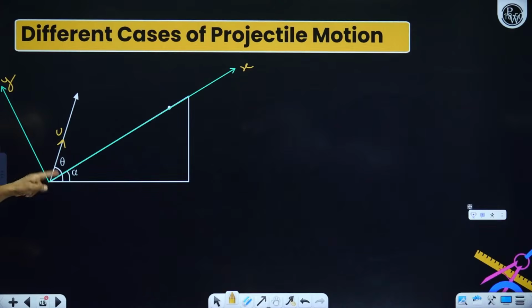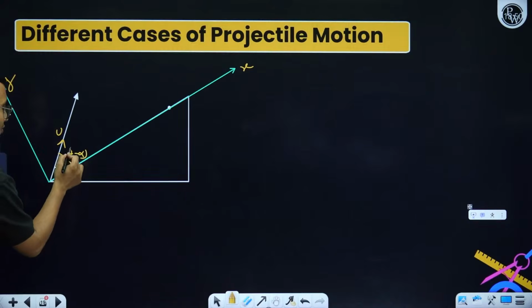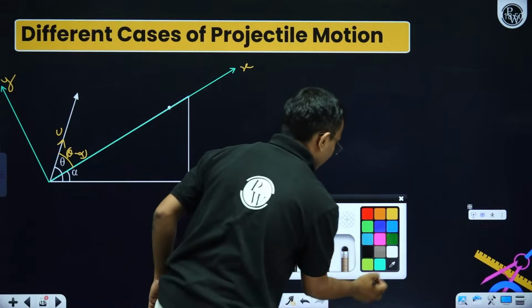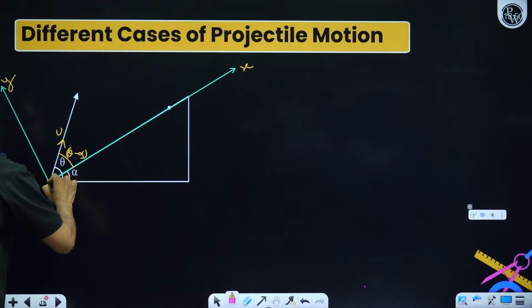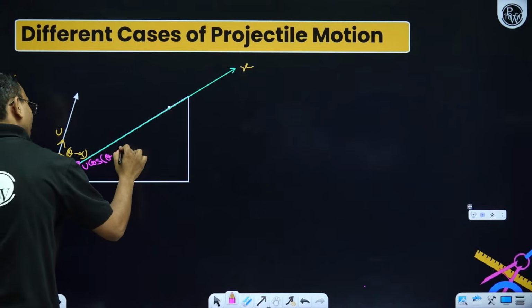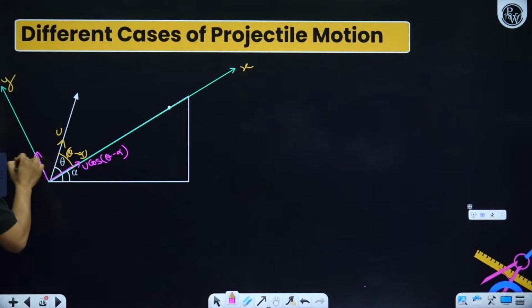This theta is with the horizontal, by the way. So this angle will be theta minus alpha. So it will be u cos of theta minus alpha. Vertical y component will be u sin of theta minus alpha. Okay. These are the velocities.